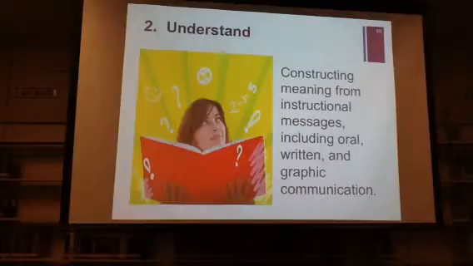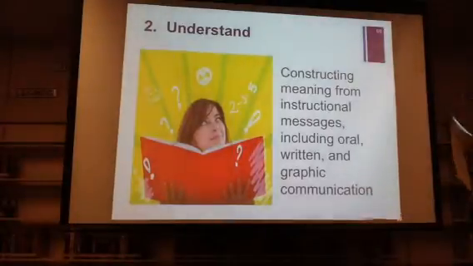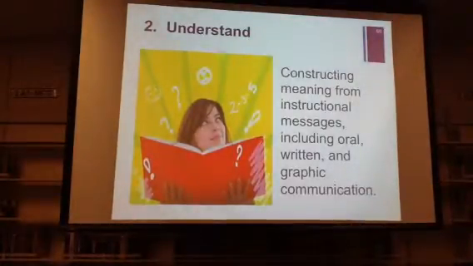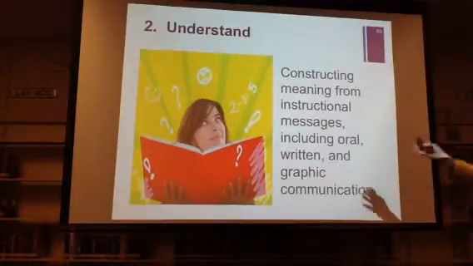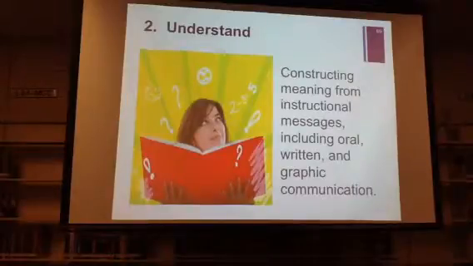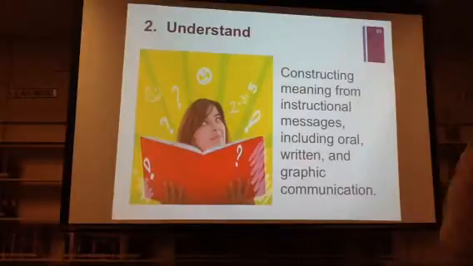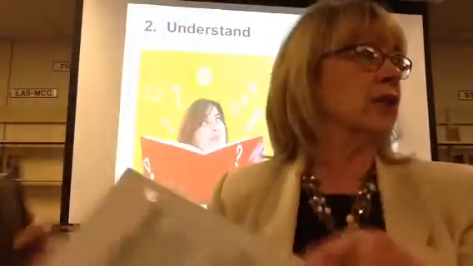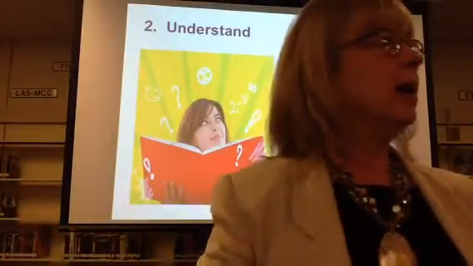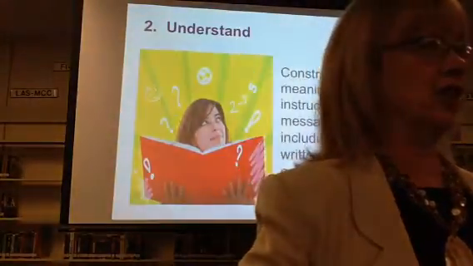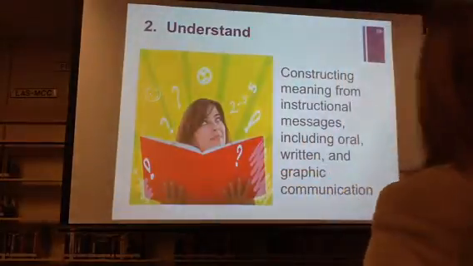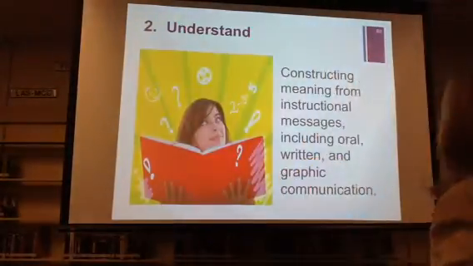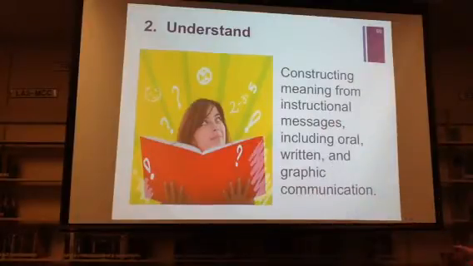The second one is understand. Look at how many there are under understand: interpreting, exemplifying, classifying, summarizing, inferring, comparing, explaining. This is where you spend a lot of your time, folks, teaching kids to understand. And how many objectives have you seen written: the student will understand blah. The student will understand blah. Okay, but what are they going to do to show you that they understand it? Are they going to explain it to you? Are they going to draw a picture? What is it that you're doing to get them to show you that they understand?